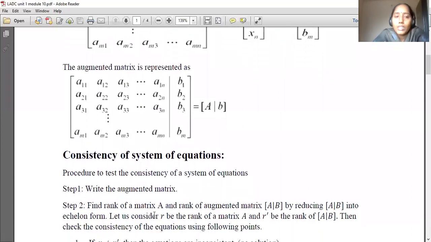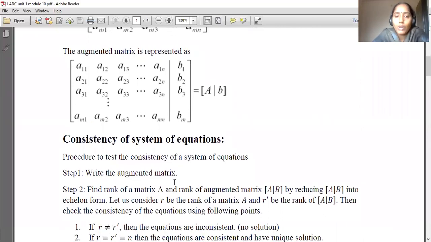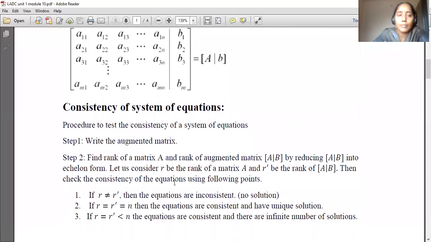Okay, now consistency of system of equations. What type of solution exists? Is there any possibility that a solution exists, or does it not exist? That we discuss now. Here I am giving the structure or procedure for how to find the solution of a system of non-homogeneous equations.